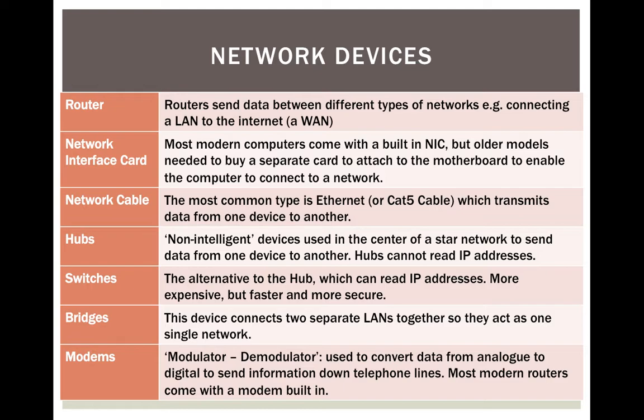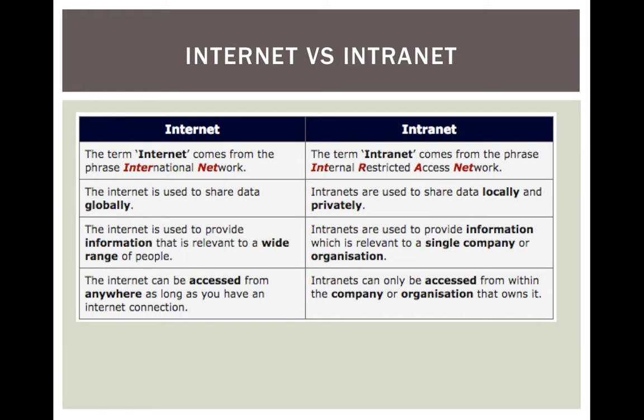Okay, so these are your main network devices. What about the internet versus the intranet? So you need to be familiar with these two terms, read questions carefully, because it's easy to misread these words and think that you're answering about the internet when really the question's about the intranet. So the term internet comes from the phrase international network, whereas the term intranet comes from the phrase internal restricted access network. So we can see one is international and one is internal.